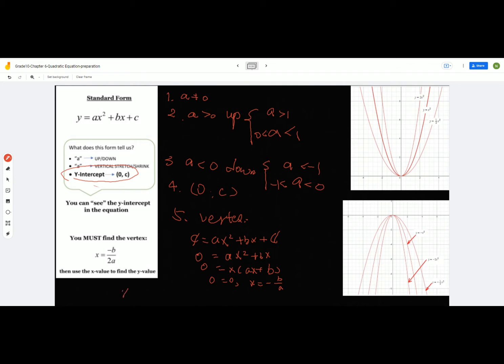So we can determine the x value of the vertex: 0 plus negative b over a, divided by 2, equals negative b over 2a. This is the x value of the vertex. Then you can find the y value by substituting the x value into the standard form equation. So that's standard form. Let's move on.